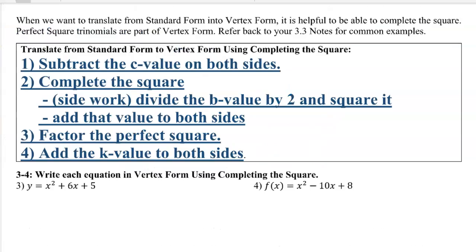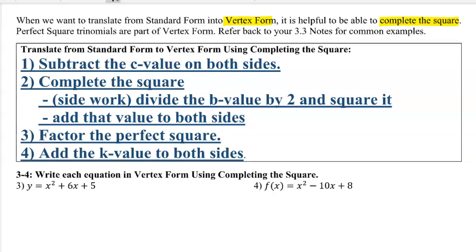So now, when we want to translate from standard form into vertex form, it is helpful to be able to complete the square. Yes, guys, we have already studied how to complete the square in 3.3. Perfect square trinomials are part of the vertex form. So if you need to, please go back to your 3.3 notes. Now take a minute to write these steps down, okay?